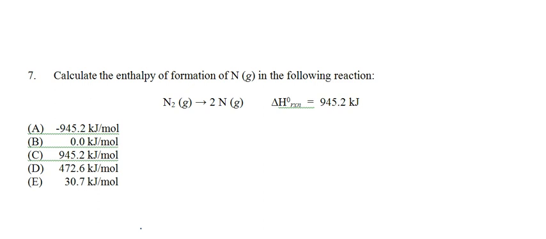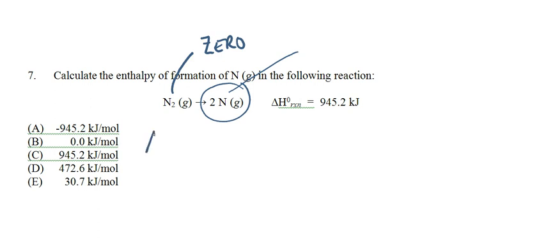Alrighty, calculate the enthalpy of formation for N, notice, no 2 here, just N, in the following reaction. Now, don't forget, anything in its elemental state has a value of 0. So N2 has a value of 0. It's already made. We don't have to do anything to it to make it. However, we don't walk around in nature and find N all by itself, so we have to do something to make N all by itself.